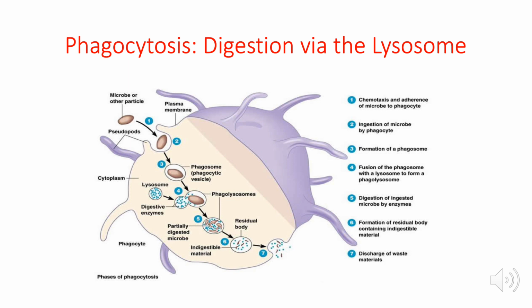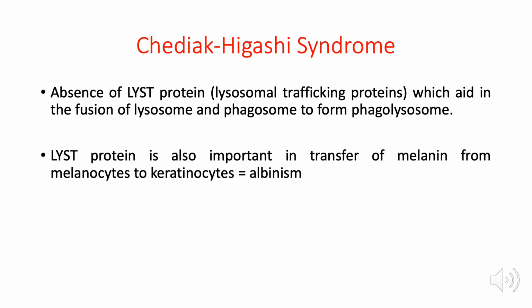There's one disease that I want you all to take note of, and that is Chediak-Higashi Syndrome. Chediak-Higashi Syndrome is characterized by the absence of the lysosomal trafficking protein or LYST protein. What is the importance of this protein? This protein is responsible for making the phagosome fuse with the lysosome. If this protein is absent, then the fusion of lysosome and phagosome will not happen. That's why children born with Chediak-Higashi syndrome will have recurrent bacterial infections because their phagocytes cannot kill the bacteria.